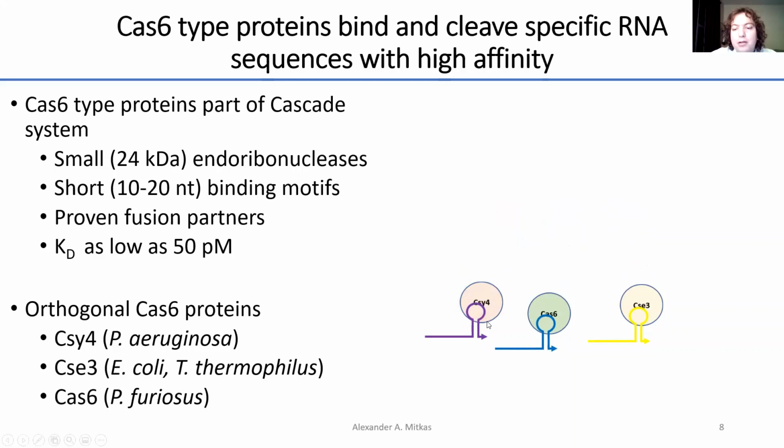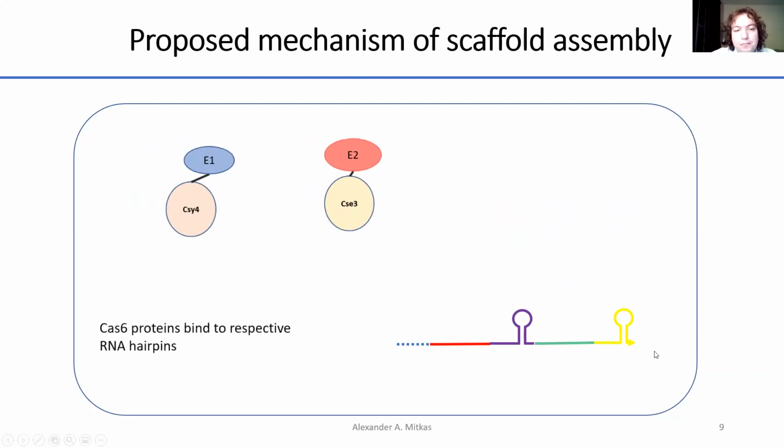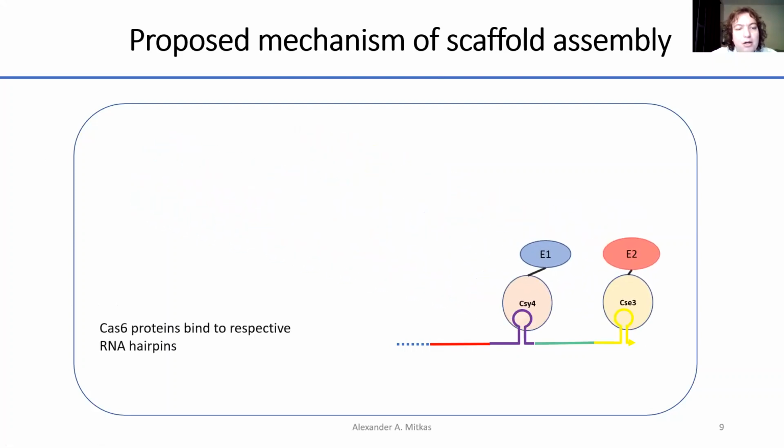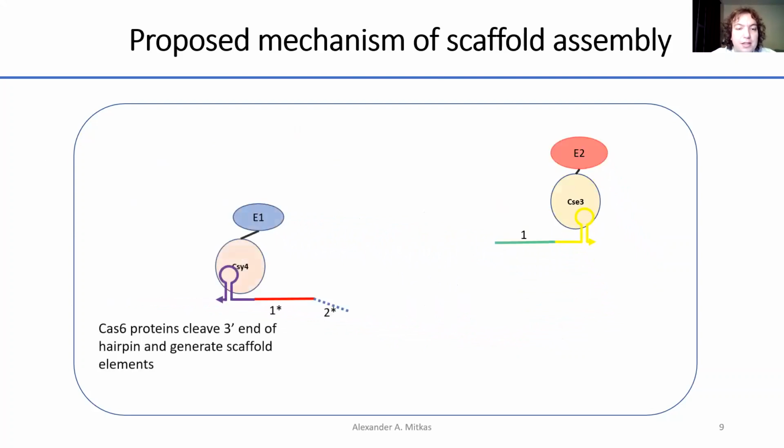And that is what the building block of our scaffold is. So the way we propose the scaffold will assemble is you have your 2 orthogonal Cas6 proteins fused to 2 enzymes of interest, and then you express a long RNA scaffold molecule with two distinct RNA binding motifs. So the first thing that will happen is the Cas6 proteins will bind to their respective RNA hairpins. Following that, they will cleave the 3' end and generate the pieces we were talking about in the previous slide.